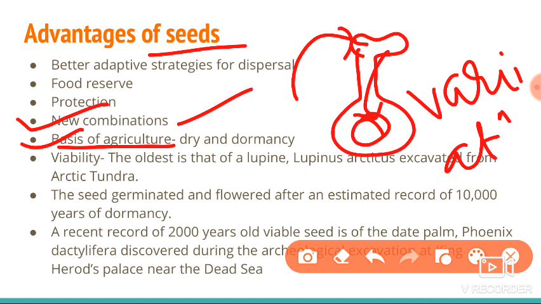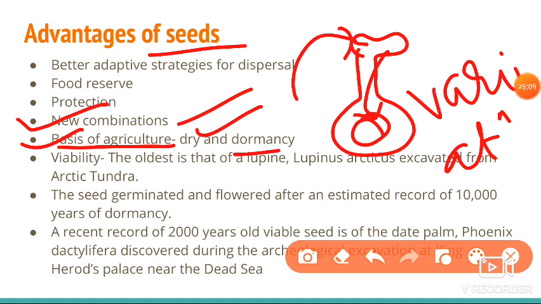They completely depend on the seeds. The dryness of the seed is very important. Seeds are dry, with only 10 to 15% of water remaining. Dormancy and dryness are both very important for agriculture, because dormancy means the seed is metabolically inactive in that condition.